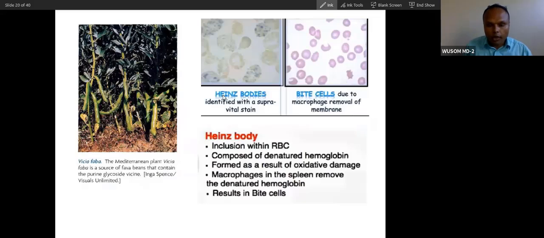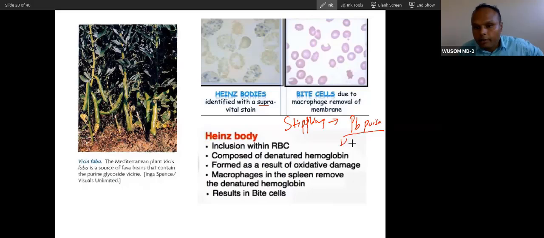These are the presentations. What is hinge body? This is the hinge body. When you stain with supravital stain, it looks like this blue colored stain. There is a difference between stippling and hinge body. Stippling is a feature of lead poisoning and thalassemia. Remember, there are two types; you will see a similar type of granulation also in stippling, but stippling is a different thing.